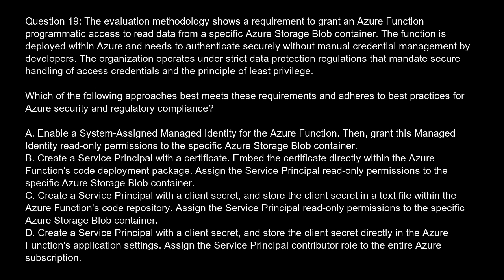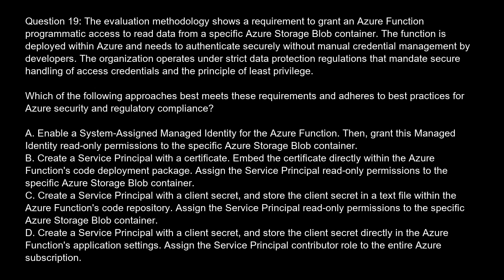Option A. Enable a system-assigned managed identity for the Azure function. Then, grant this managed identity read-only permissions to the specific Azure Storage Blob container. Option B. Create a service principal with a certificate. Embed the certificate directly within the Azure Functions code deployment package. Assign the service principal read-only permissions to the specific Azure Storage Blob container.